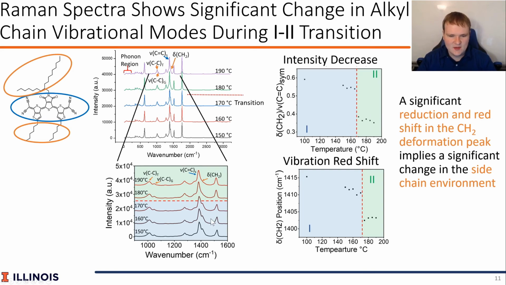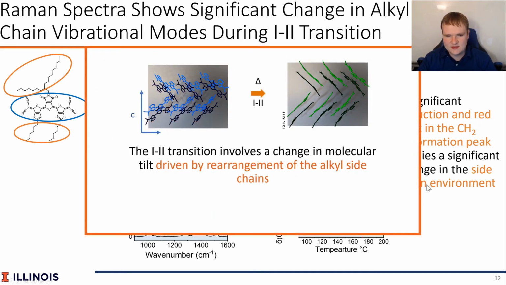And what we see is that upon phase transition, there's a significant decrease in the intensity of this peak, which we've represented as a ratio between the CH2 wagging to the ring breathing mode here. And at the same time, we see a significant redshift in this CH2 wagging vibrational mode. This seems to suggest that there's a significant change in the sidechain environment. And we suggest that this means the 1 to 2 transition involves a change in molecular tilt driven by rearrangement of the alkyl side chains.